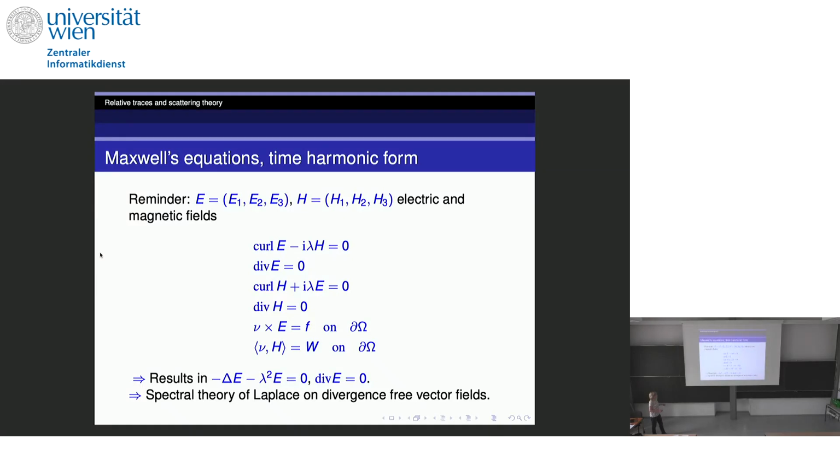You already see that we have some mixing. We have nu cross E, where E is some kind of vector field, and nu inner product H. So these are mixed types of boundary conditions.